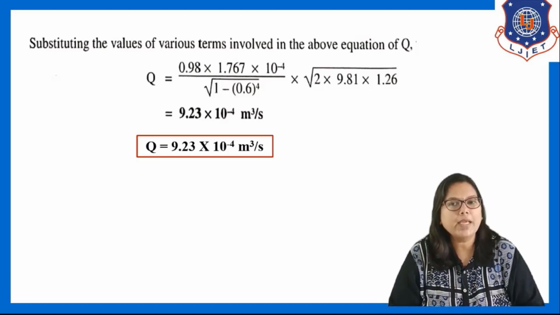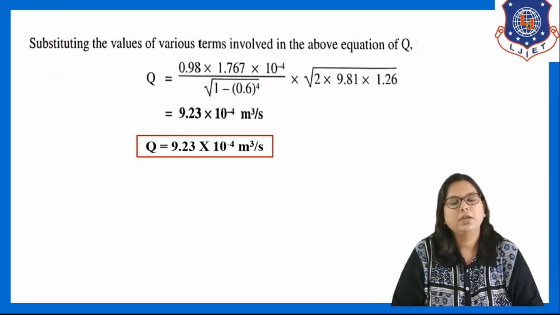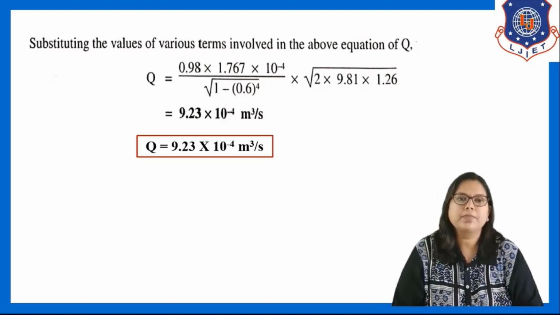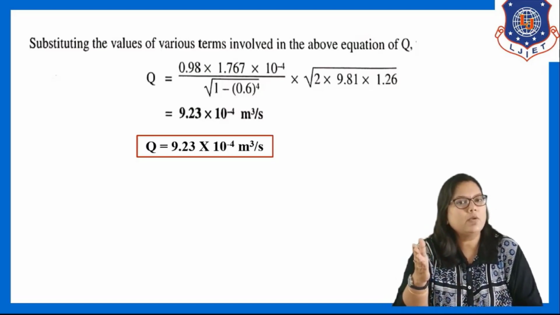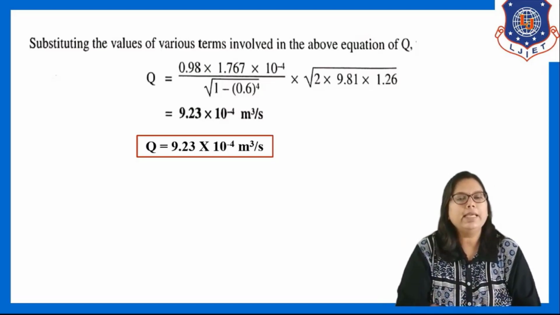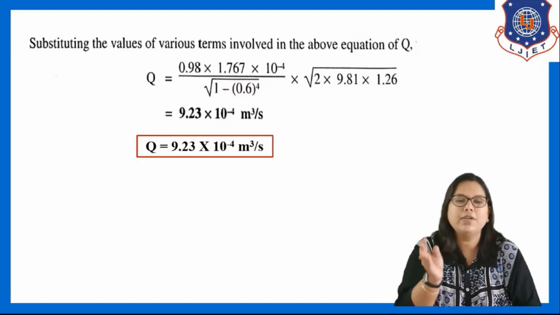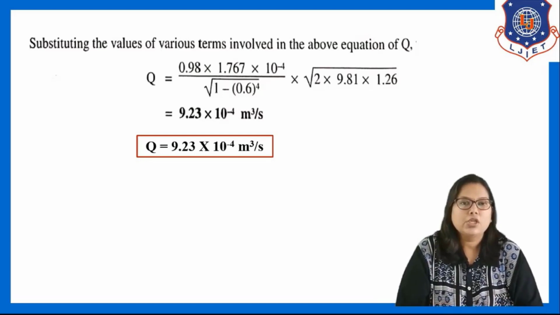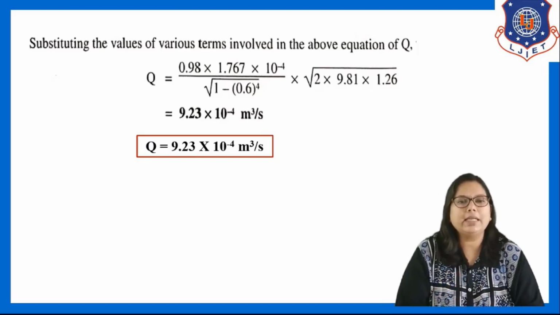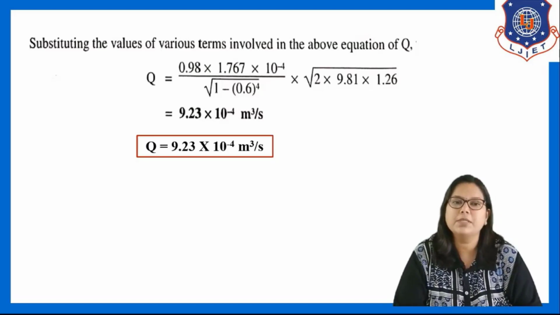So this way, we can solve examples based on venturimeter. In some of the examples, Q is given and you have to calculate coefficient of venturimeter CV. In some of the examples, CV is given and you have to calculate the value of Q, as we have done just now. These types of examples will be asked in the exam. Now let us see another example, which is of the flow meter, the orifice meter.